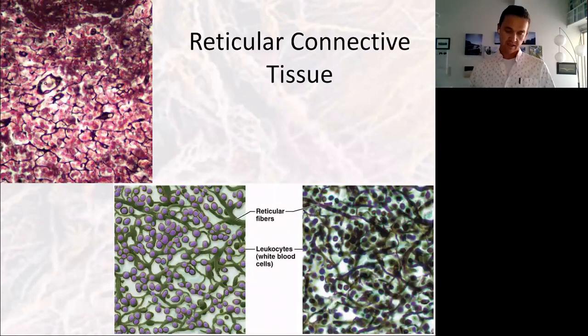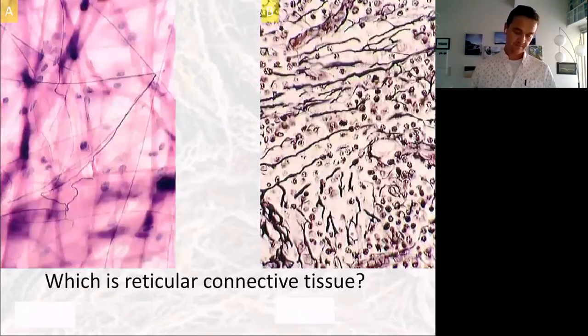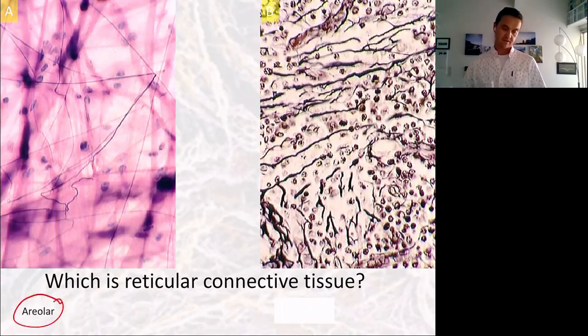Here's what it looks like. So we'll see reticular fibers, and then we see lots of cells within. And these are going to be the cells that are actually being processed there, right? So we see that there, okay? Of these two, which one is reticular connective tissue? Pause for a second and see if you can figure it out. Okay, I'm gonna come back. So A is that areolar connective tissue we already looked at, and B is the reticular.